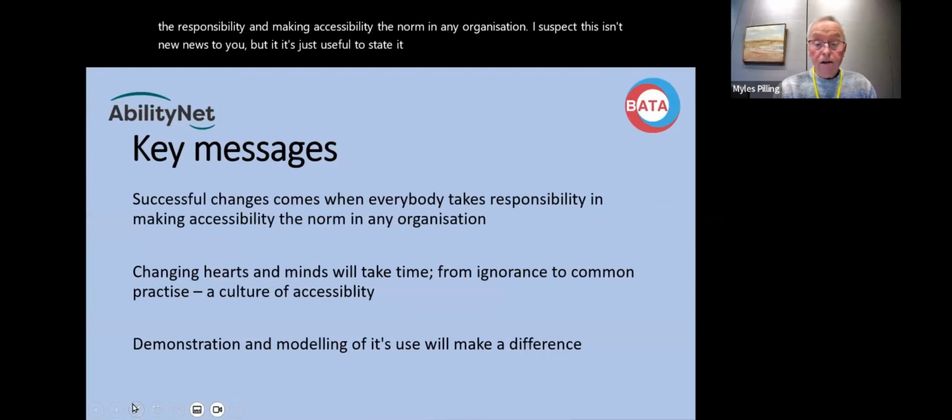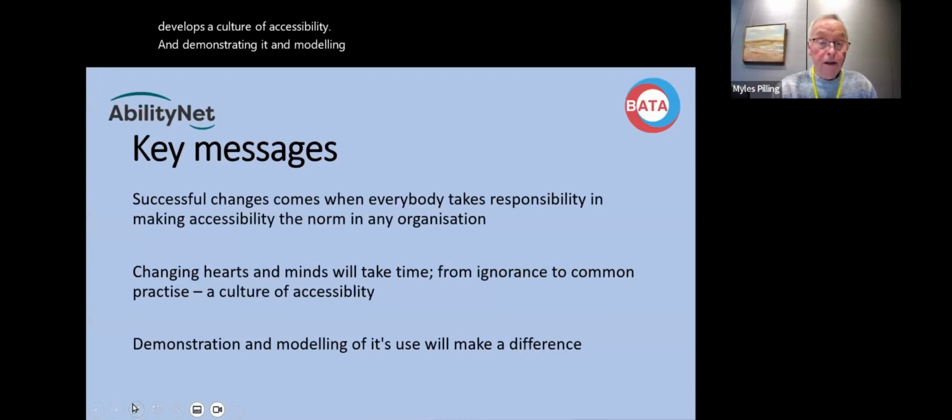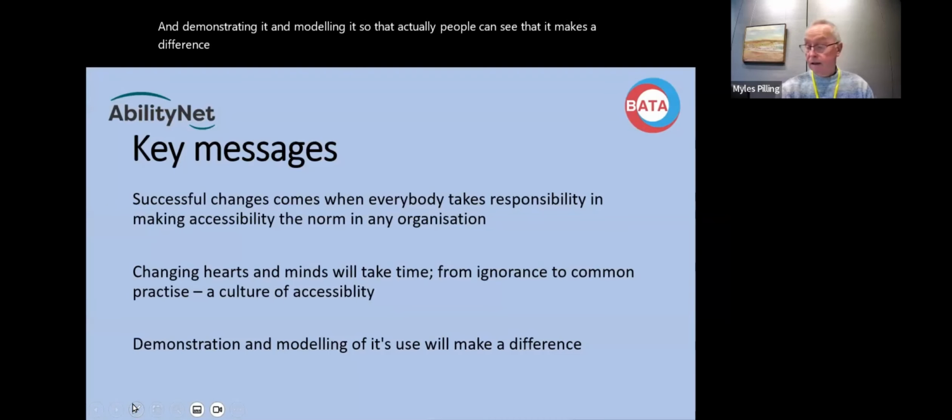And then changing hearts and minds will take time. And from that ignorance and that protectiveness to a common practice that develops a culture of accessibility, and demonstrating it and modeling it so that actually people can see that it makes a difference. And that is something that we are trying in the work that I'm doing with BATA and the project that I will tell you about in a minute.